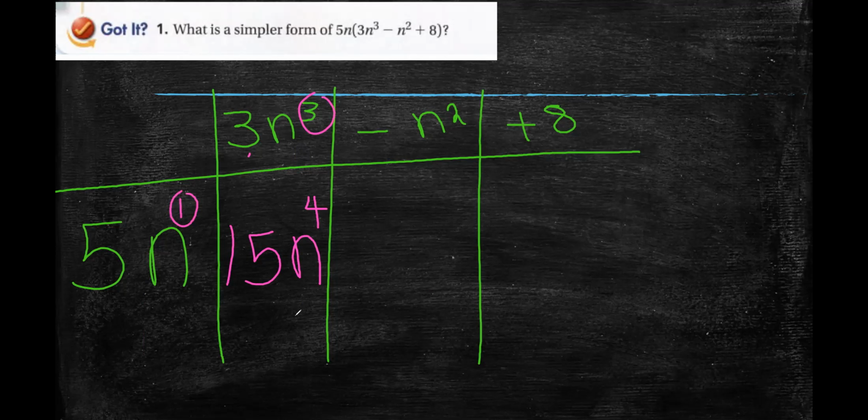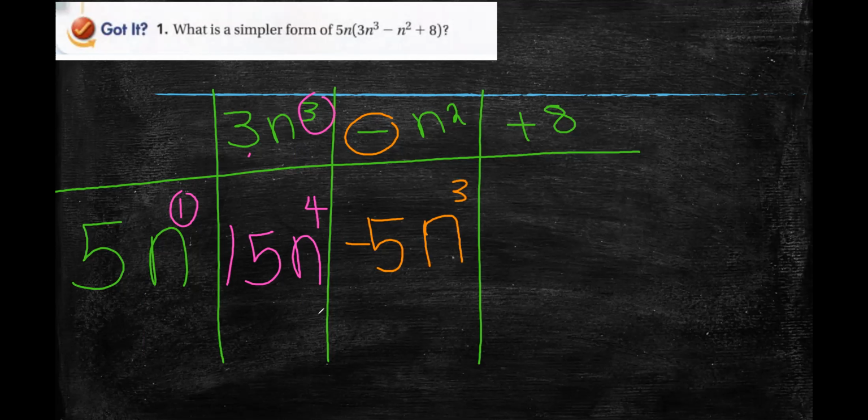Then, after that, let's choose another color. Negative n squared, multiply now by 5n. I will multiply the negative sign, multiply by 5, it will be negative 5. Then, n squared multiplied by n raised to the power 1 equals n cubed.